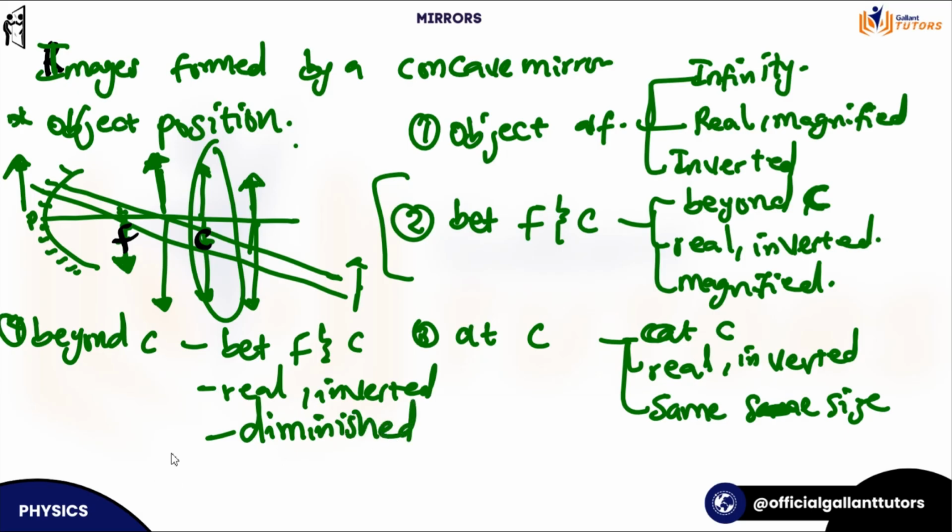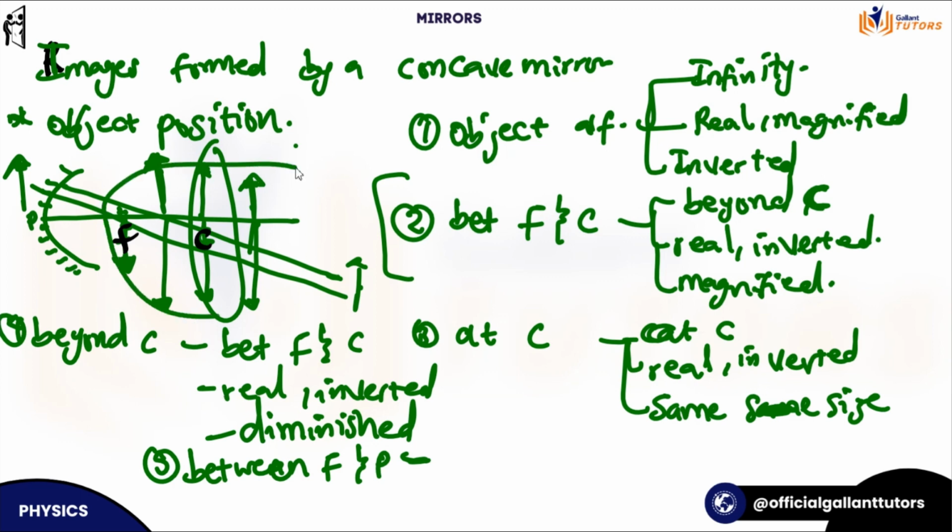Diminished. And lastly, is when it is between F and the pole. Between F and pole, that's F and P. Now, the image is formed behind the what? The mirror. Now, all these images form in front of the mirror. But the only place it's going to form behind the mirror is when the object is placed at this point, that is between F, the principal focus, and the pole. Do you get that? You get it now? Good.